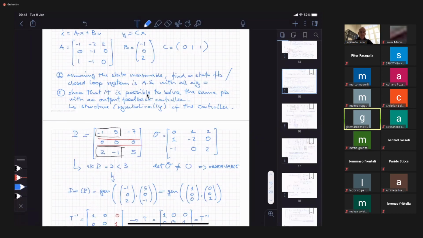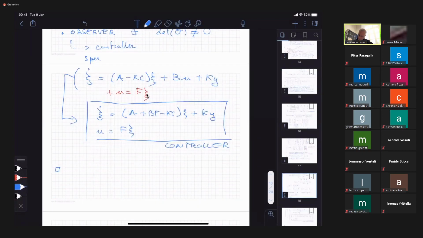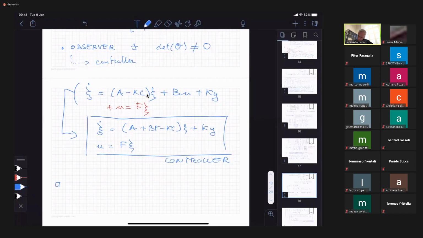Yes, but shouldn't we still use the separation principle? This is the principle. This is the separation principle. When I use this, this is the separation principle. Ah, okay, yes, perfect. Thank you.